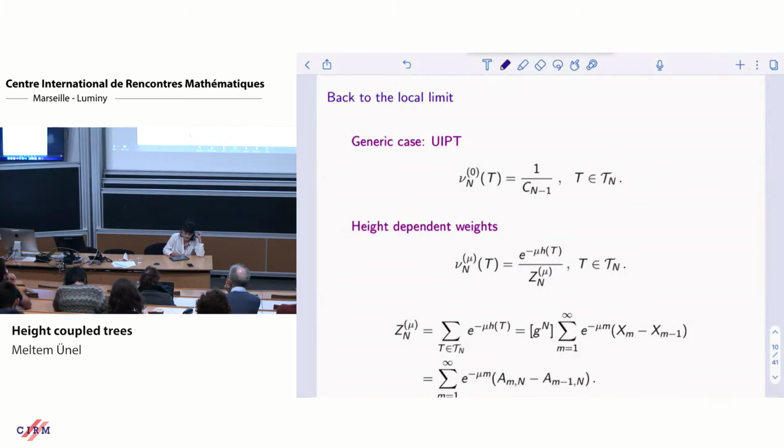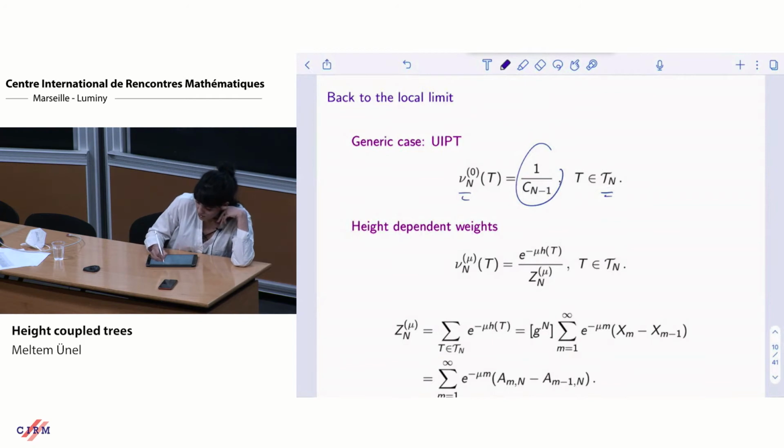If I have a sequence of finite size uniform measures that are supported on Tn's, which I define, they are uniform probability measures, so I just divide 1 by C_{n-1}. C_{n-1} are the Catalan numbers, and this minus 1 factor is because my convention is that my root vertex always has valency 1.